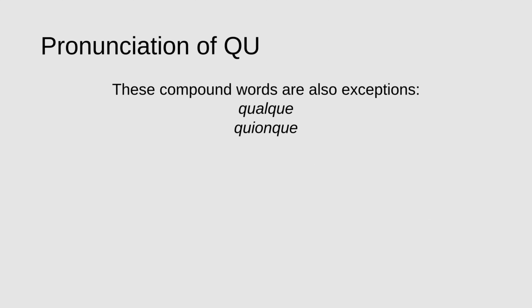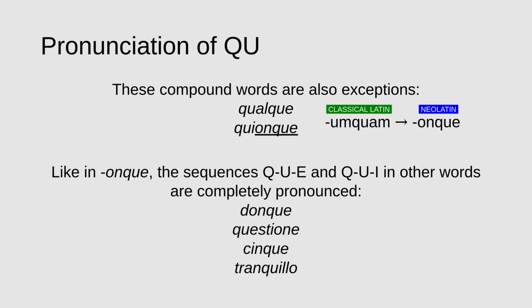Compound words containing these exceptions are also exceptions, such as qualque, meaning some, like someday, and quionque, meaning anyone or whoever. You may be thinking, why is onque not an exception? This is because the etymology of onque is different from que. Onque comes from the Latin unquam. Like in onque, the sequences QUE and QUI, in other words, are completely pronounced. For example, donque, meaning so, questione, the issue or matter of a subject, cinque, meaning five, and tranquillo, meaning tranquil or calm.